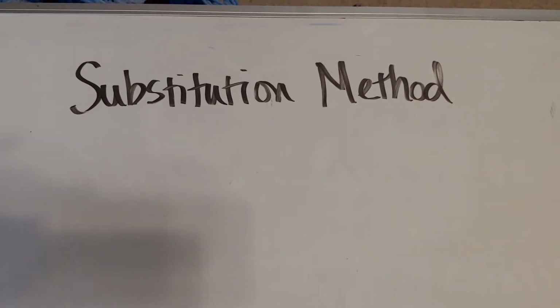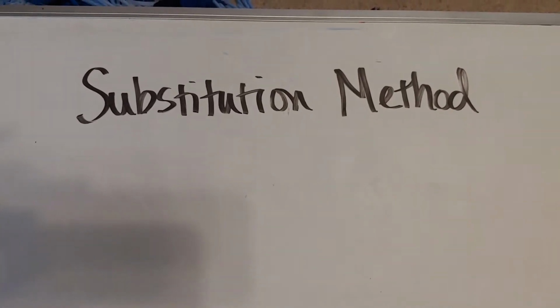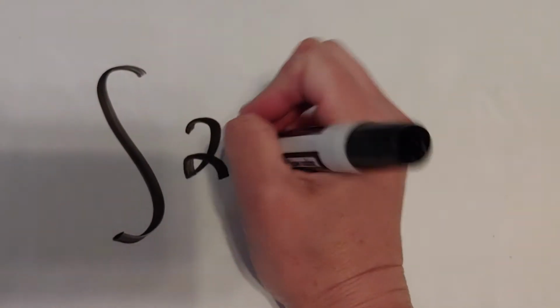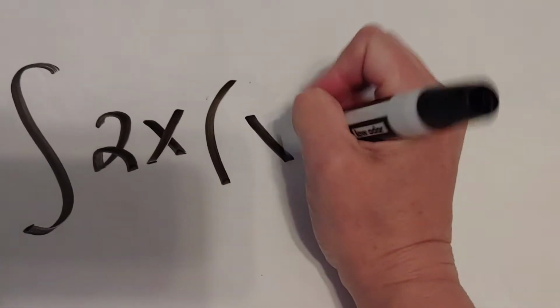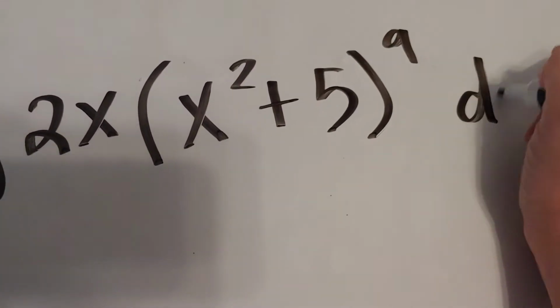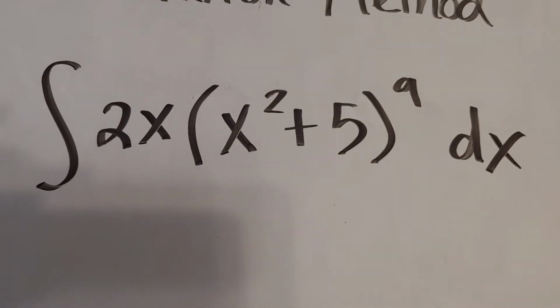So this is a technique we use in integration, and let me show you the types of integrals that this would apply to. So you might have something that looks like 2x (x squared + 5) to the 9th dx. All right, what makes this a candidate for substitution are a couple things.